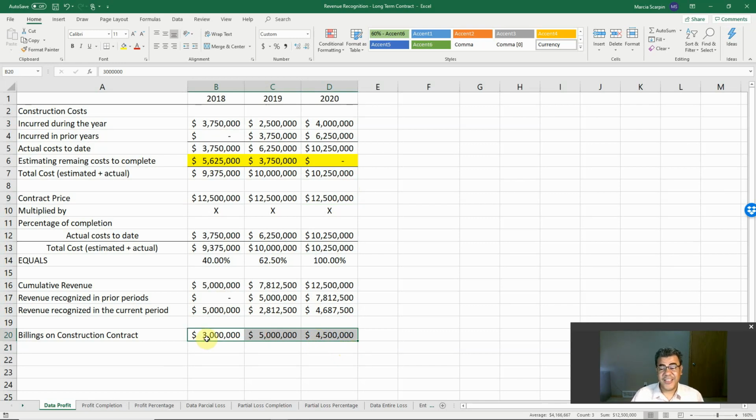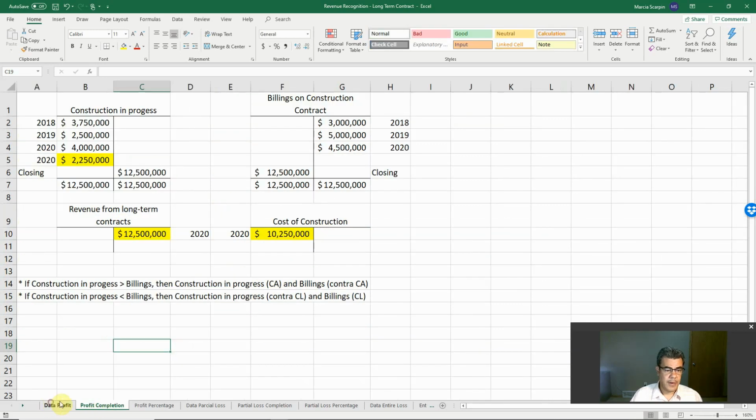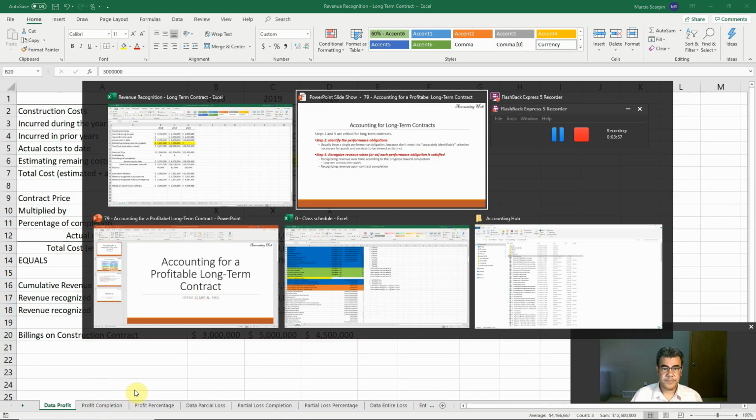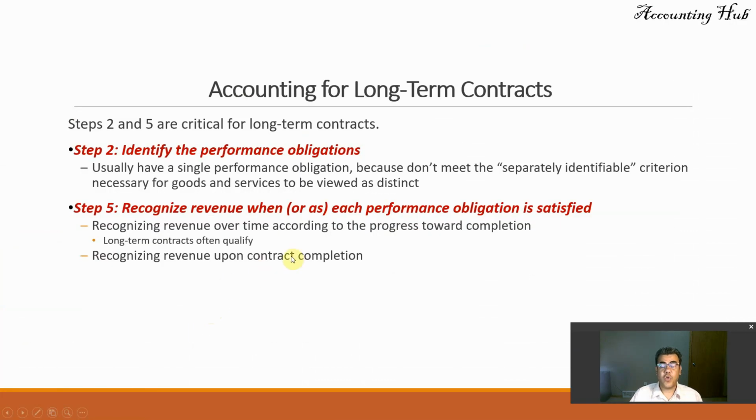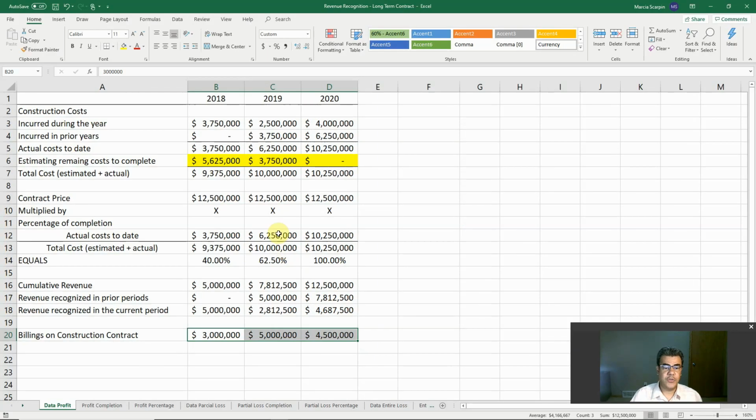However, this is not our revenue. This is our cash or accounts receivable or notes receivable. We need to find the revenue here. However, let's do the first one. That is contract completion. So, okay, we will recognize our revenue only at the end of our contract. So, how do we do that?